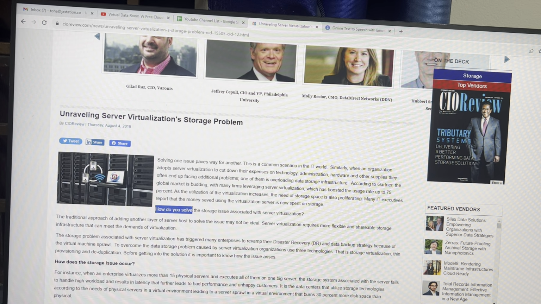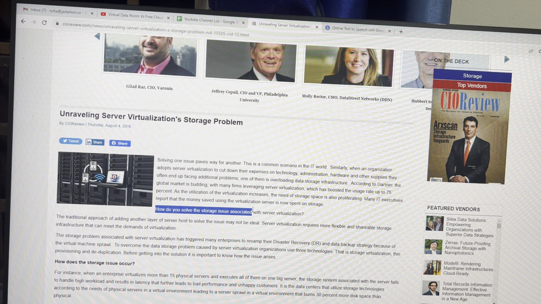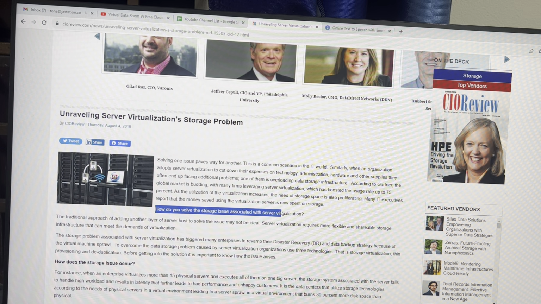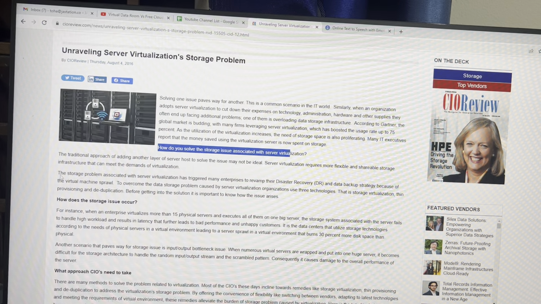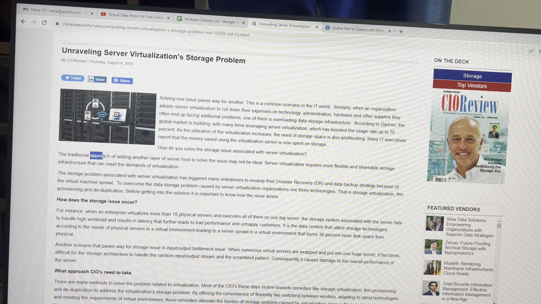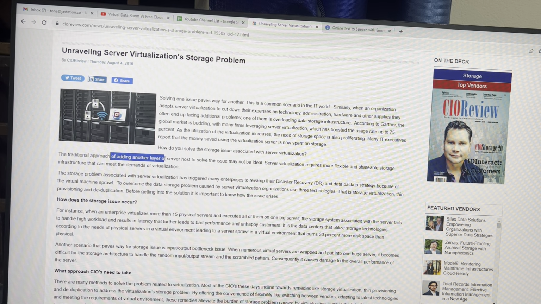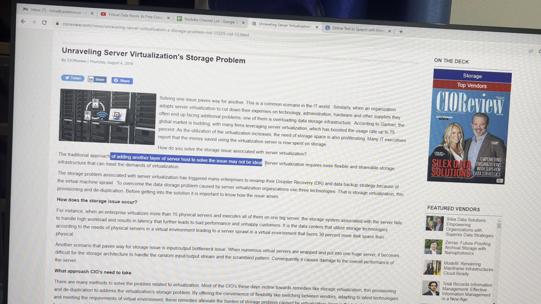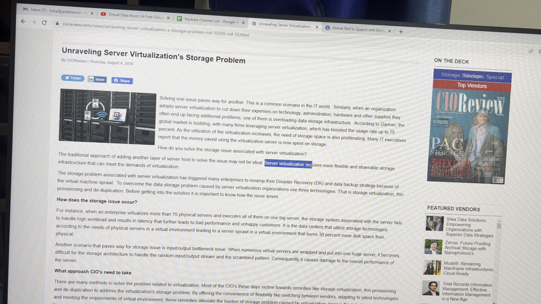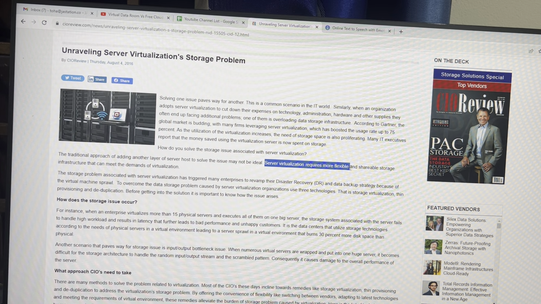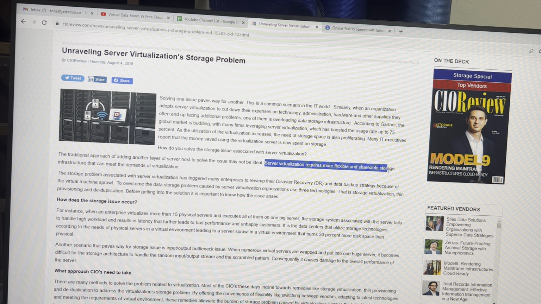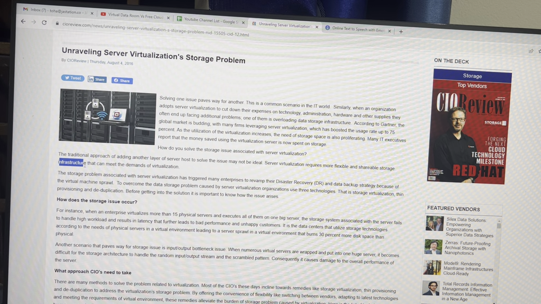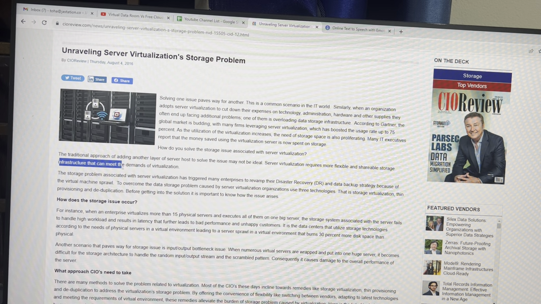How do you solve the storage issue associated with server virtualization? The traditional approach of adding another layer of server host to solve the issue may not be ideal. Server virtualization requires a more flexible and shareable storage infrastructure that can meet the demands of virtualization.